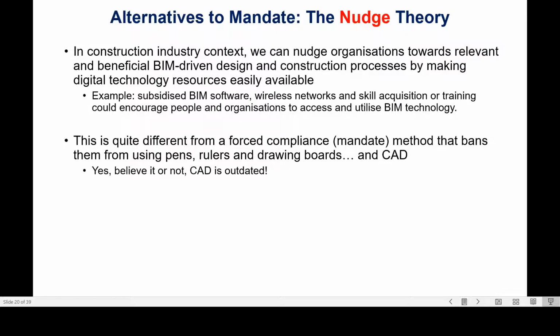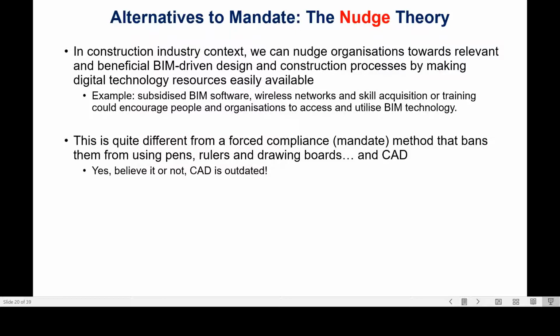So if you think about nudge in the context of the construction industry, governments can nudge organizations towards making relevant decisions and adopting the relevant processes and tools. For example, making digital technology easily available, subsidizing BIM software, making wireless networks available on construction sites for free or at a very cheap rate, boosting skill acquisition and the rest of that. It could encourage them to utilize BIM technology or something like that.